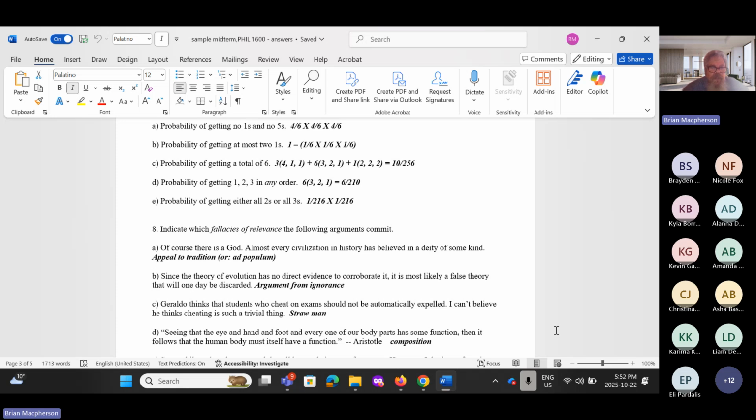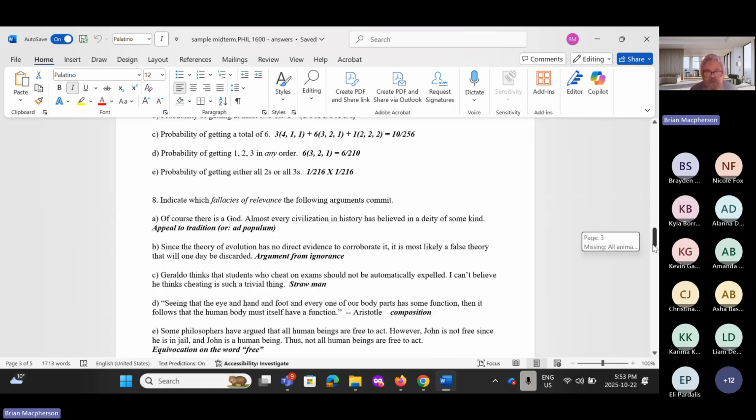Okay. Number C: Geraldo thinks that students who cheat on exams should not be automatically expelled. I can't believe he thinks cheating is such a trivial thing. Now, here's the thing. Geraldo may think that cheating on an exam is a very serious thing, but it doesn't mean that Geraldo thinks the person should therefore be expelled, right? There are a lot of in-between measures there. So your best bet there is straw man. You're attributing a view to Geraldo that he doesn't actually hold, okay?